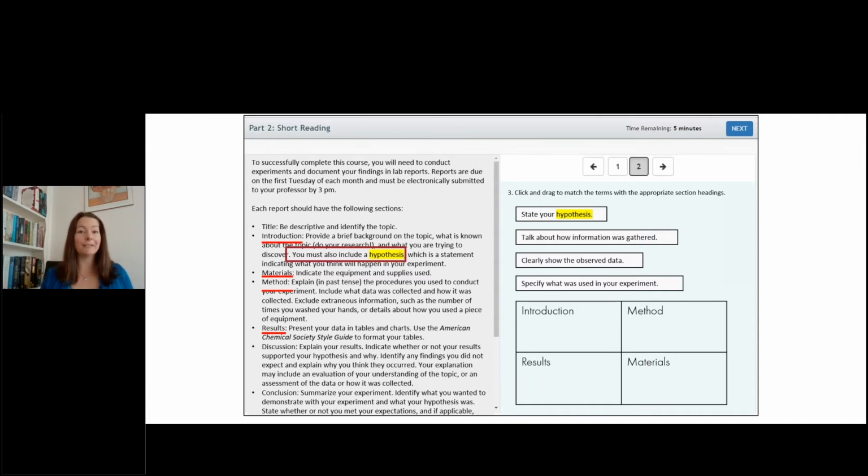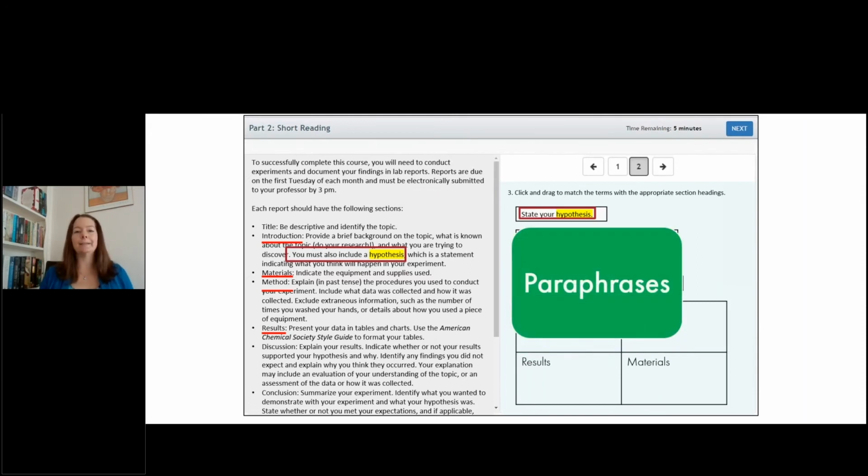That word hypothesis could be found in another section. So I want to start here and just double check that everything makes sense. So in the text, I notice here it says you must also include a hypothesis. In the question term, I see state your hypothesis. Now those 2 sentences mean pretty much the same thing. It's just that the wording has been changed, but the meaning hasn't. So this is what we call a paraphrase.